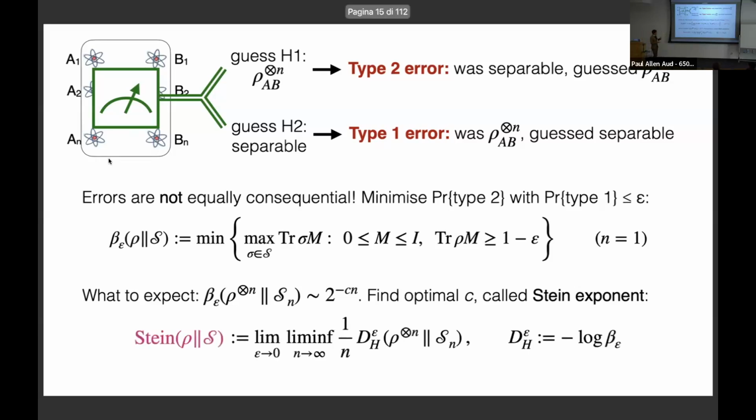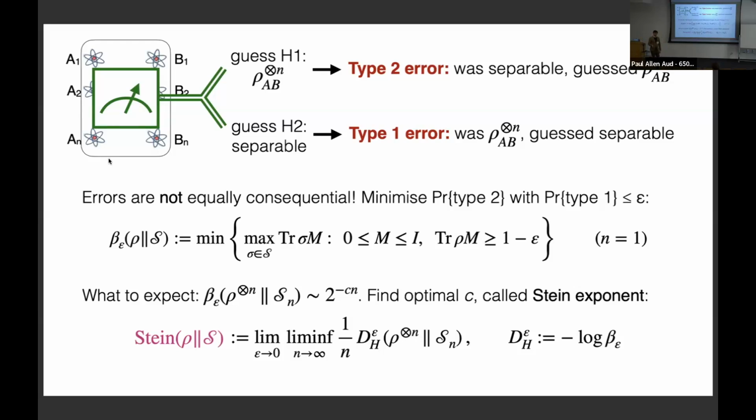Formally, if you want to do things in a fancy way, you introduce this D_H^epsilon, which is called the hypothesis testing relative entropy. It's just minus log beta, nothing more than that. Then you take the limit, you divide by n. The minus log extracts the Cn, then I divide by n, I get C. And then I do a series of limits: first, the limit in n going to infinity, and then the limit in epsilon going to 0. Because maybe you want epsilon to be very small, because of course you would like the type 1 error probability to be small.